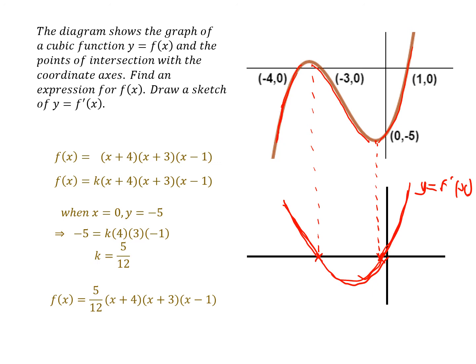It's a quadratic. And going through those points, which are unspecified, we could actually work them out if we wanted to by differentiating f of x and then solving the resultant quadratic equation and finding the roots of that. But since we're not asked to show the points of intersection with the coordinate axes, that sketch will be perfectly fine.